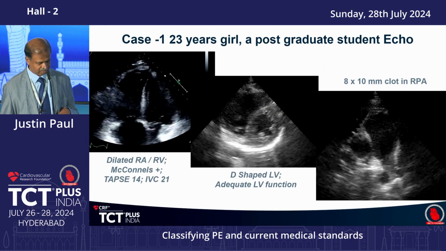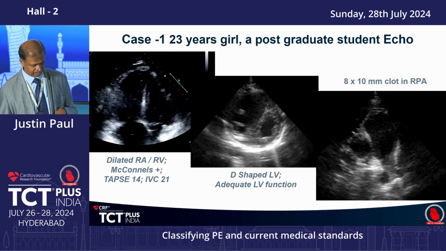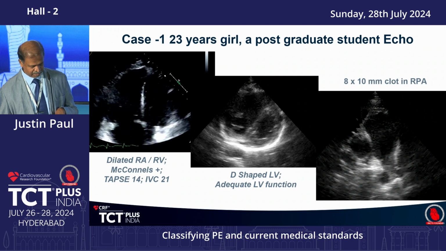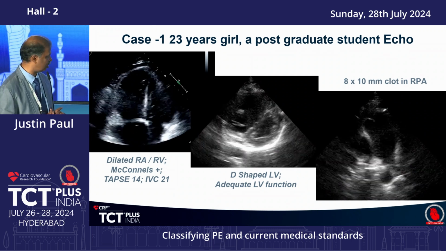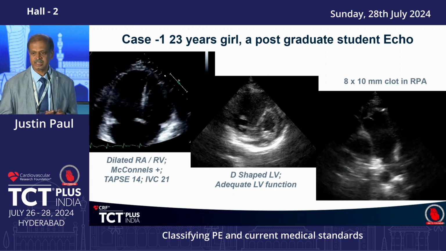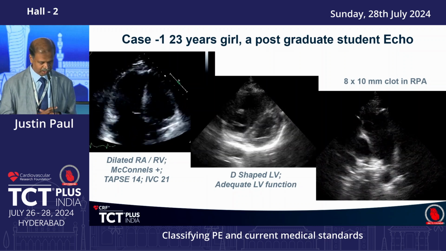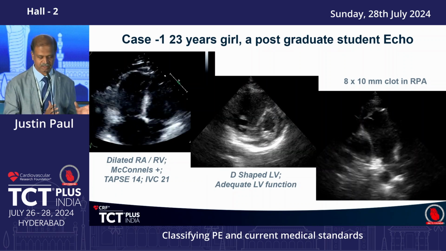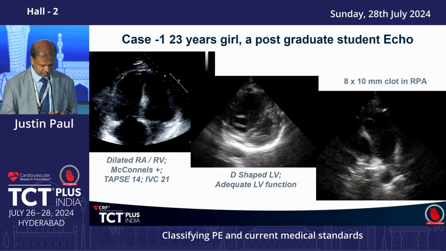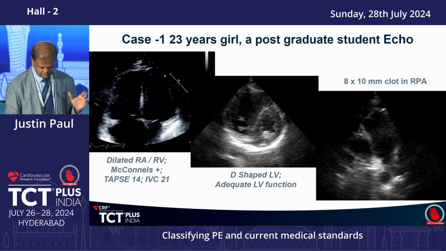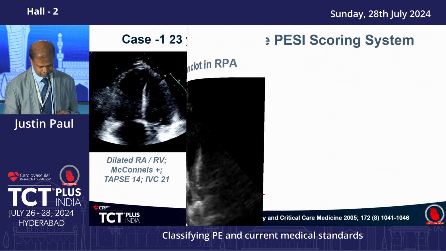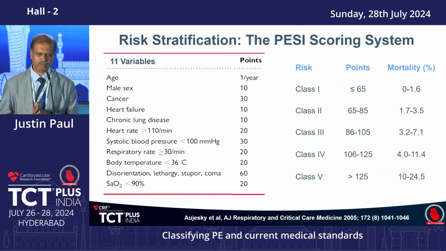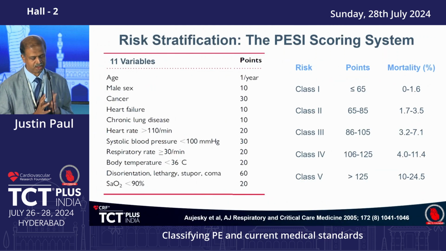As you can see, this patient has a dilated right ventricle and a D-shaped ventricle. And you can also see a thrombus, an 8 to 10 millimeter clot in the pulmonary artery. So this was done in a center where you need to shift the patient for a CTPA, but the patient is so sick and difficult to shift for a CTPA to the next block. What should we do?